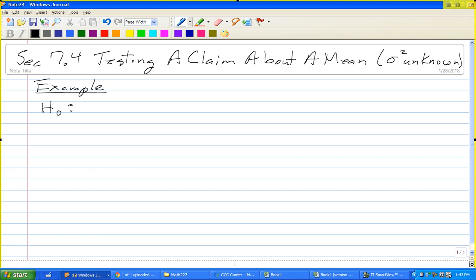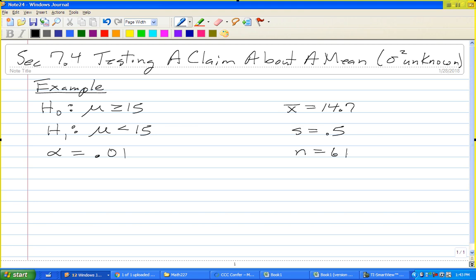Suppose the null hypothesis: population mean is greater than or equal to 15. Alternative hypothesis: population mean is less than 15. And alpha is 0.01. So that's my hypothesis test. We go out and we collect a whole bunch of data. And I have that the sample mean is 14.7, sample standard deviation 0.5, and the sample size is 61. Okay. So let's solve this.